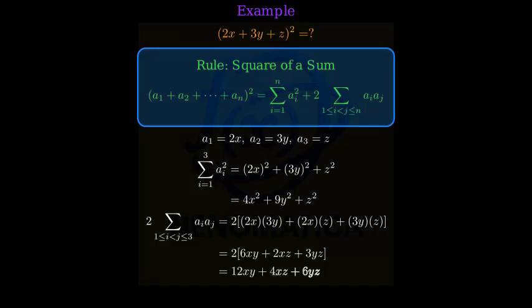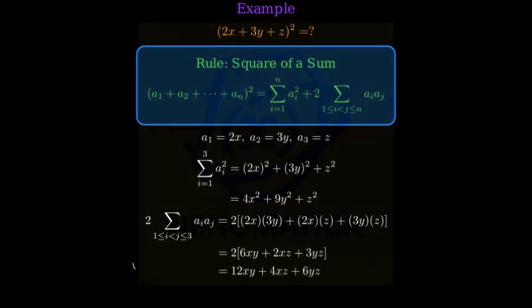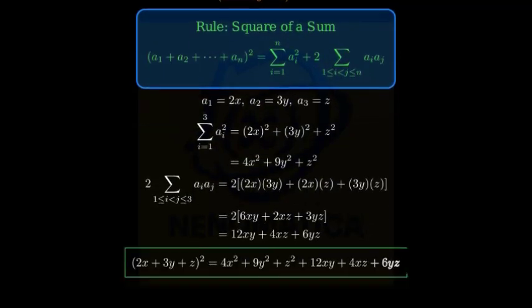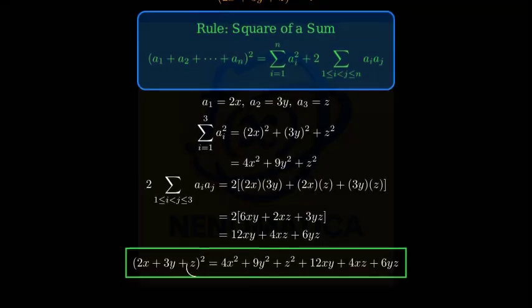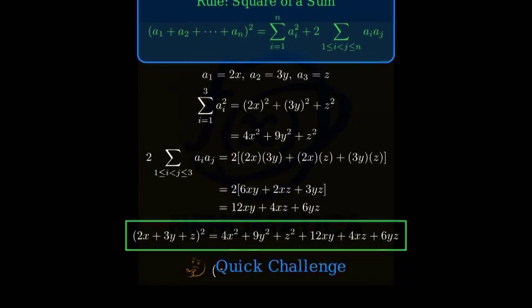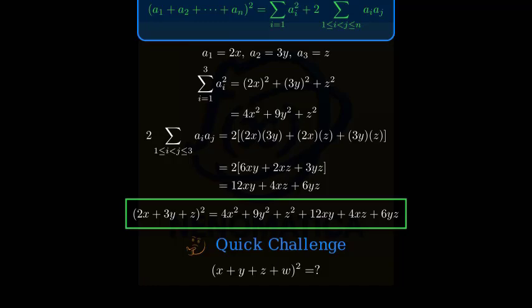Next, we calculate twice the sum of all possible products, 2 times (2x times 3y plus 2x times z plus 3y times z), which simplifies to 2 times (6xy plus 2xz plus 3yz), or 12xy plus 4xz plus 6yz. Putting it all together, our final answer is 4x squared plus 9y squared plus z squared plus 12xy plus 4xz plus 6yz.